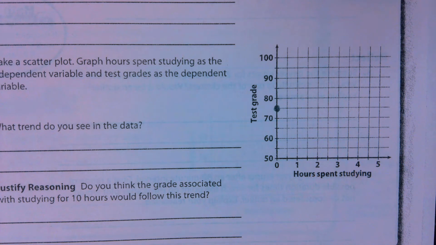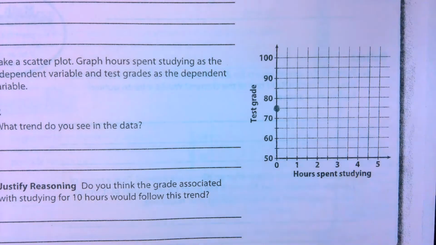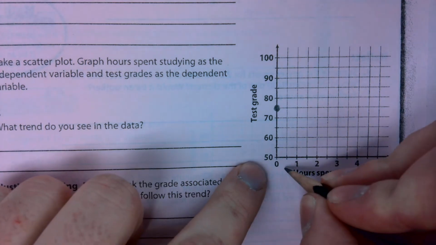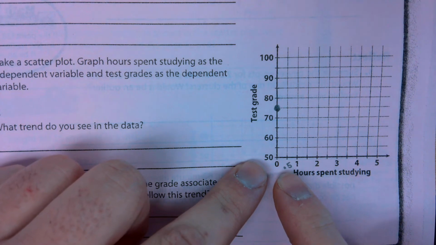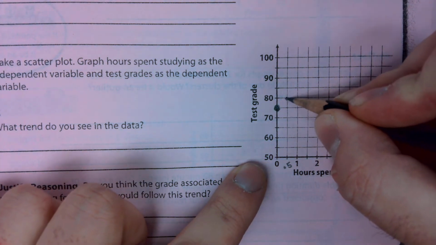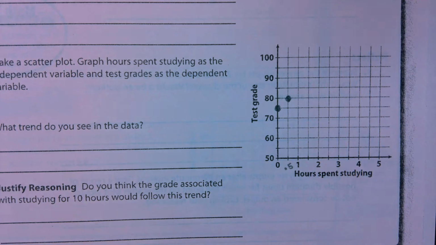Now my next point is 0.5 comma 80. So we're going to go to 0.5 on the x-axis, in between 0 and 1. We're going to go up to 80, and make a dot. So far, it looks pretty linear, right? Go ahead and fill in the rest of the dots and see what kind of graph you get. Let's go point by point and plot those points.